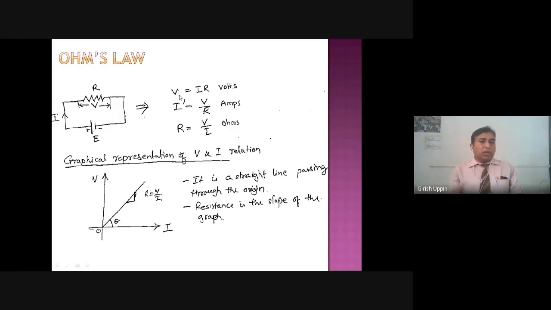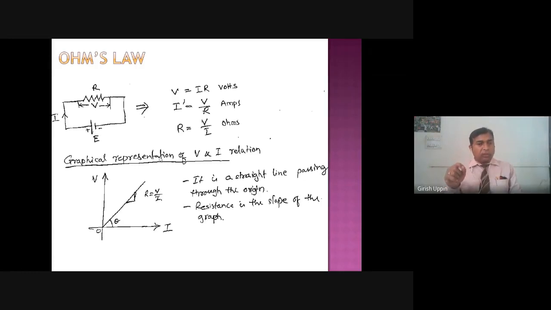Okay, so you can rewrite that equation a different way. I is equal to V by R, and R is equal to V by I. So remember, this is the important equation: V is equal to IR, which represents Ohm's law. Now the graphical representation of the voltage and current relation.